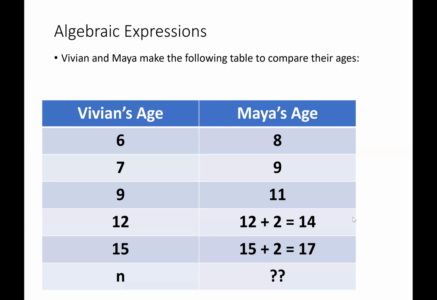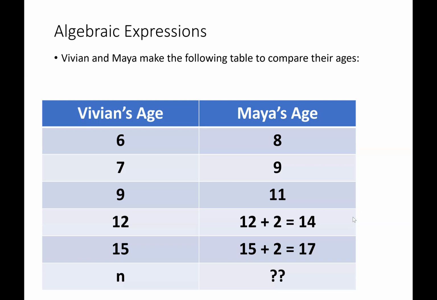So I kind of assume that the end is 19. We don't have that information though. There's no secret information behind this. N just means we don't know. N means we don't know how old Vivian is. But we do know that Maya's always 2 years older than her, right? So algebra would give us a way to write that down.